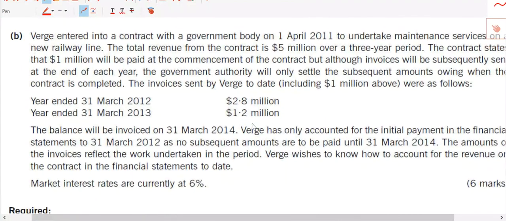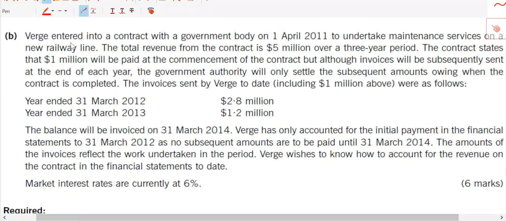Okay, so what's wrong here? We entered into a contract with a government body on 1st April 2011. 1st April 2011. Now, from 1st April 2011 to March 2012, that is a 1 year gap. To March 2013, there is a 2 years gap. 1 year gap, 2 years gap.